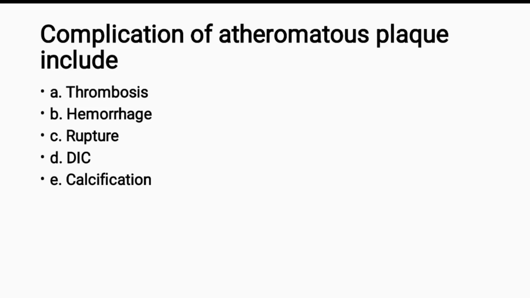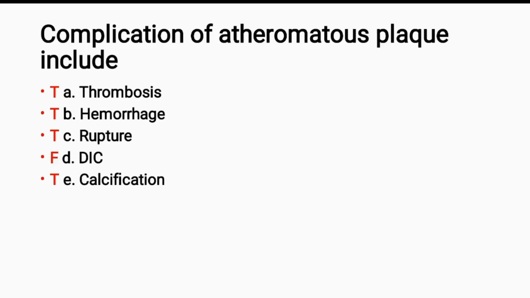Complication of atheromatous plaque include A, thrombosis. B, hemorrhage. C, rupture. D, DIC. E, calcification. All these, thrombosis, hemorrhage, rupture, calcification, are complications except DIC.